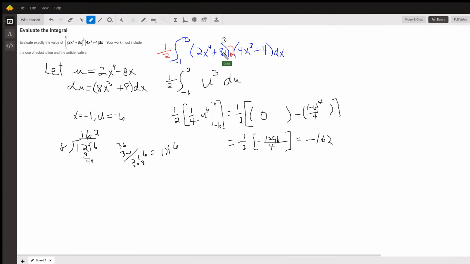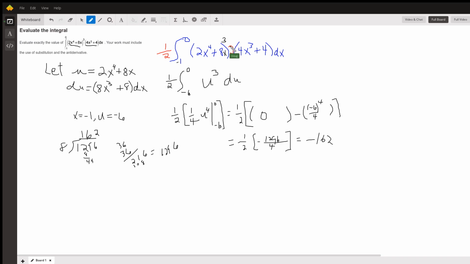Okay, the indication that you want to use u-substitution here is that if you take the derivative of this, 2x to the fourth plus 8x, you get something that sort of looks like that. Not quite. We're missing a multiple of 2. If we could double this, we'd end up with 8x cubed plus 8. And so that's what we do over here.